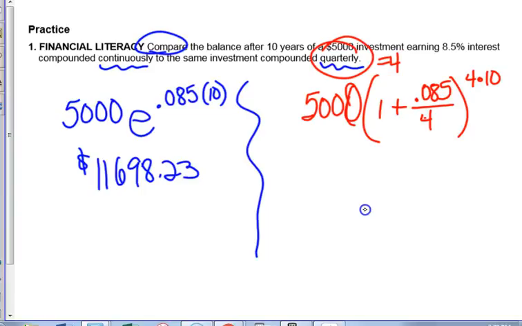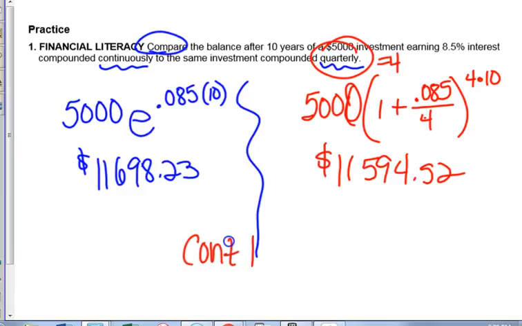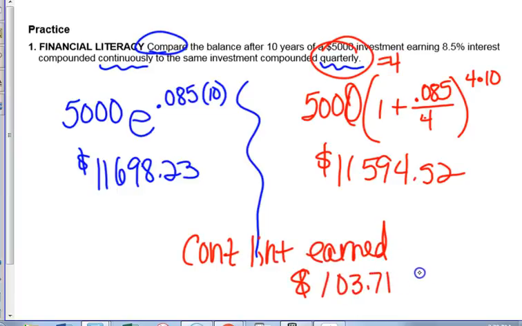5,000, parenthesis 1 plus 0.085 divided by 4, close parenthesis, to the 40. Okay, I got 11,594.52. When it says compare, you need to somehow compare those numbers. I would probably subtract. Yeah, so continuous interest earned about $103.71 more in 10 years.